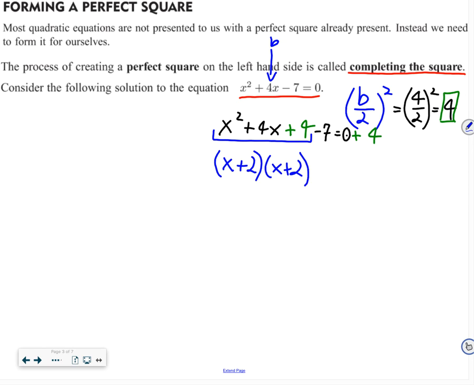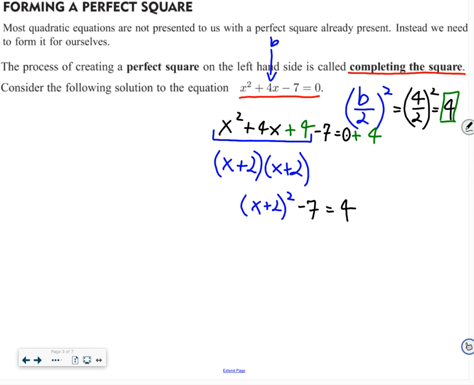And x plus 2 times x plus 2, because they're the same factor, I know I've done this right because I can get x plus 2 squared. Notice what I have left here: I have a minus 7 on this side, and on the right side I have 4.